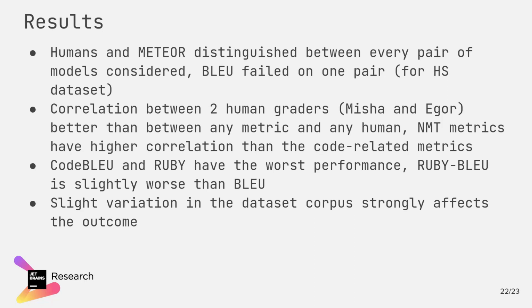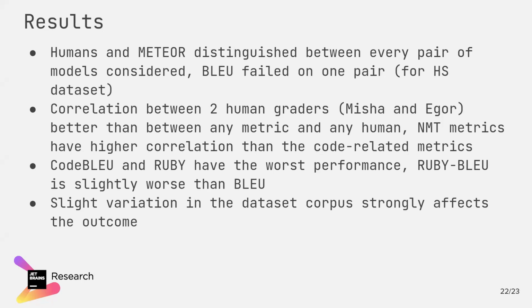And for the rest of the models and datasets, BLEU, humans, and METEOR were able to distinguish between the two, even when the BLEU scores were quite close. So for Django, there were two models with BLEU scores like 71.7 and 72.1. So the difference in BLEU scores is like 0.4 on the scale from 0 to 100. It's like 0.4%, maybe 0.5. And yet BLEU, METEOR, and human were able to distinguish. The other metrics performed not so well.